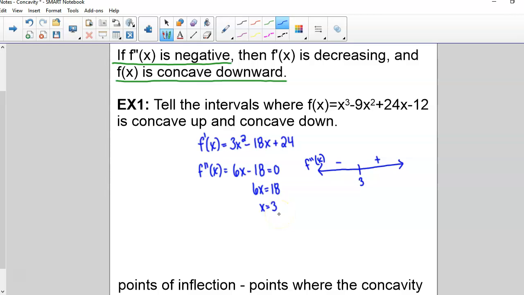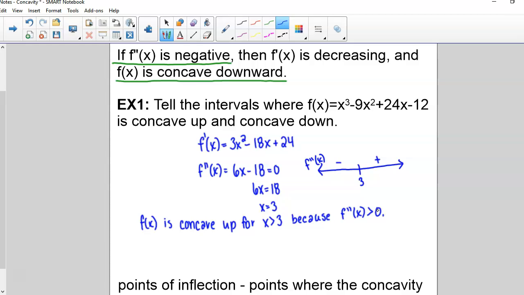So, for this, this particular question said tell where the function is concave up and concave down. So we would say that f of x is concave up for x is greater than 3. And we would have to say because f double prime of x is positive or greater than 0.